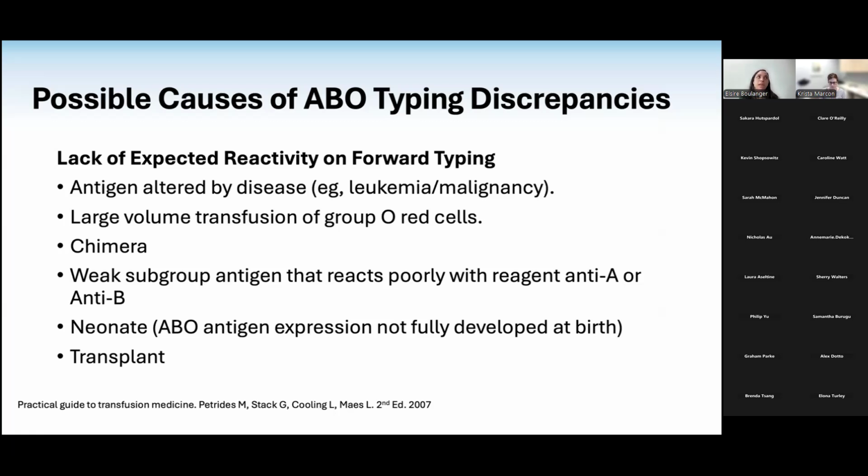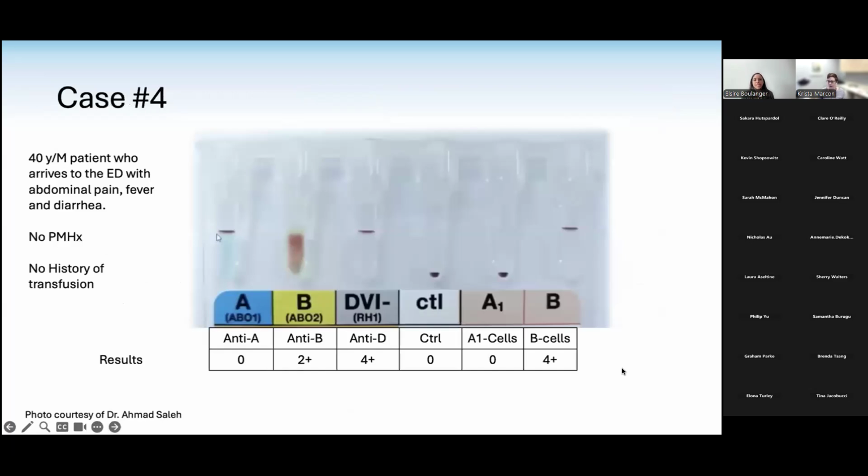So we can see, okay, maybe it's a 2 cross, 3 cross, but the reverse grouping is not even reliable. They won't have even developed the antibodies at this age when they are less than 4 months old. And if they have any antibody, this could be from the mother, so this could not be a real antibody. And the other case is transplant patients who have received a stem cell transplant; they can also have a lack of expected reactivity on forward typing. So we had that case.